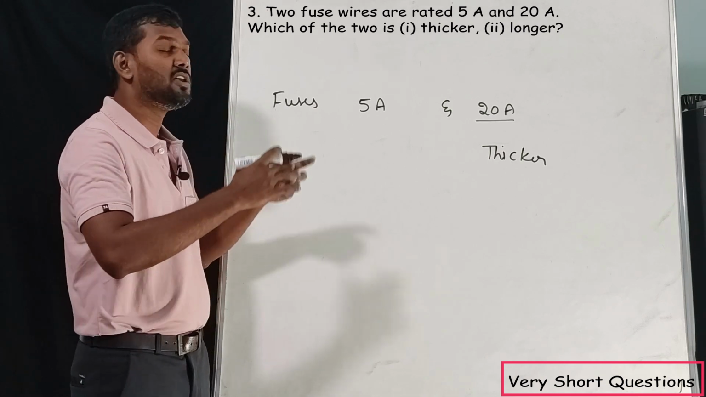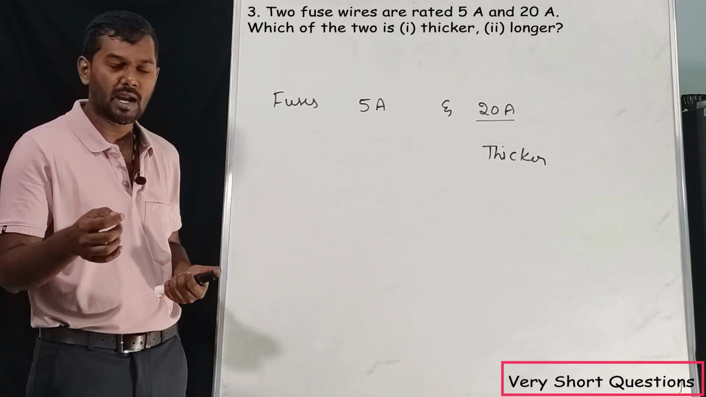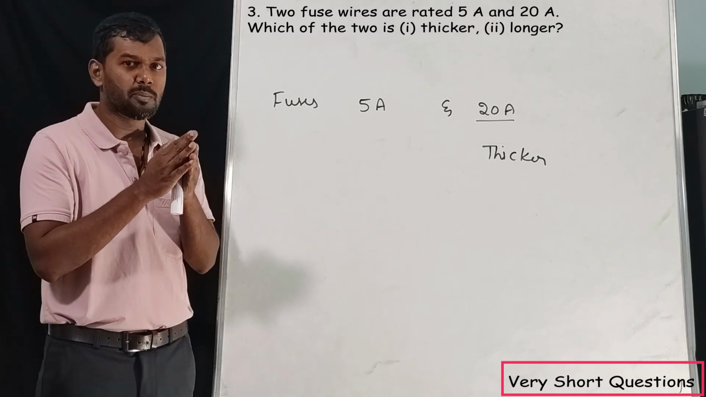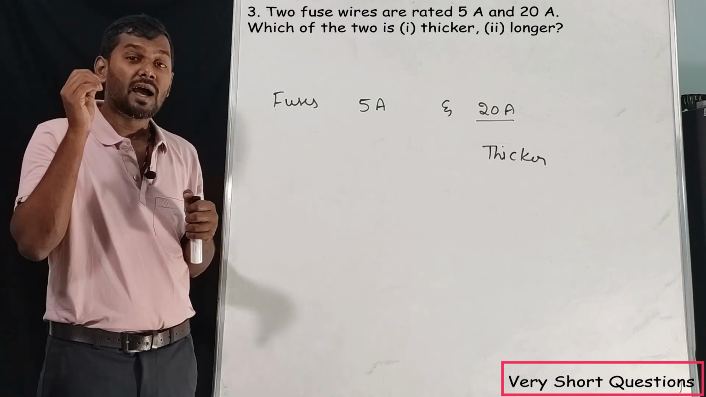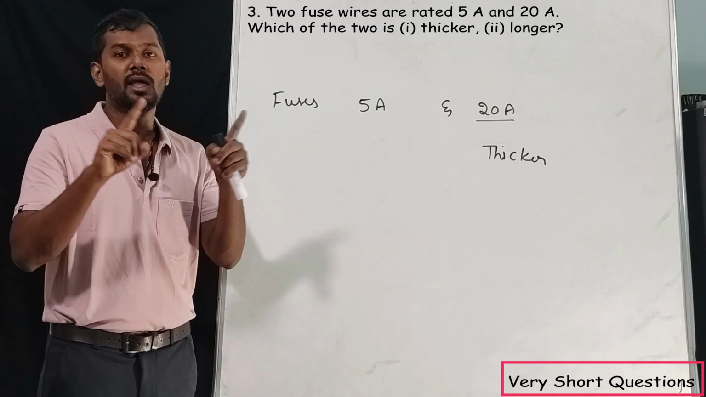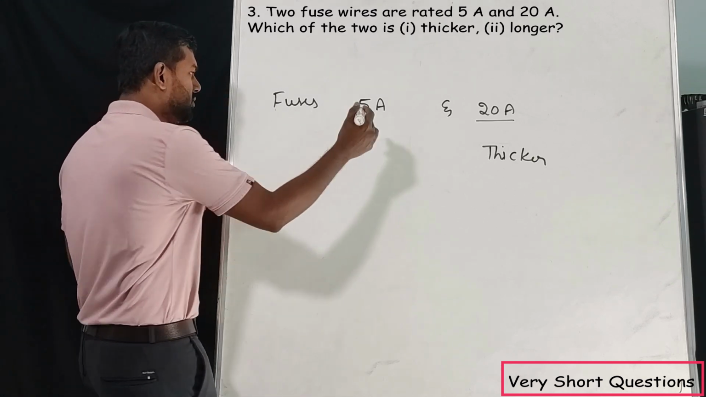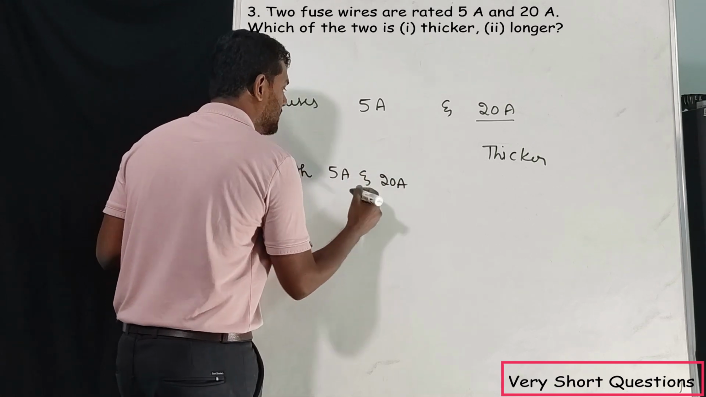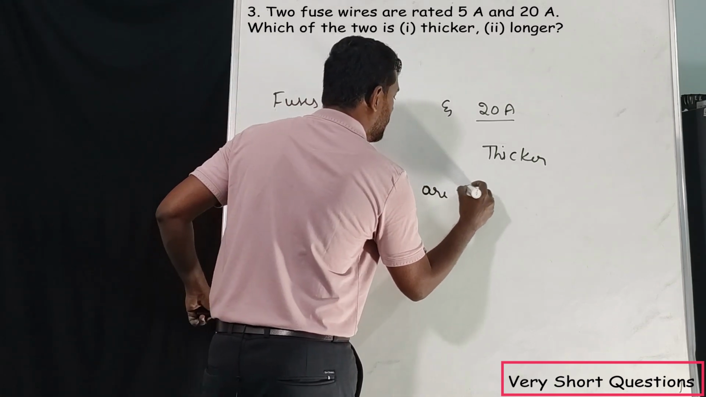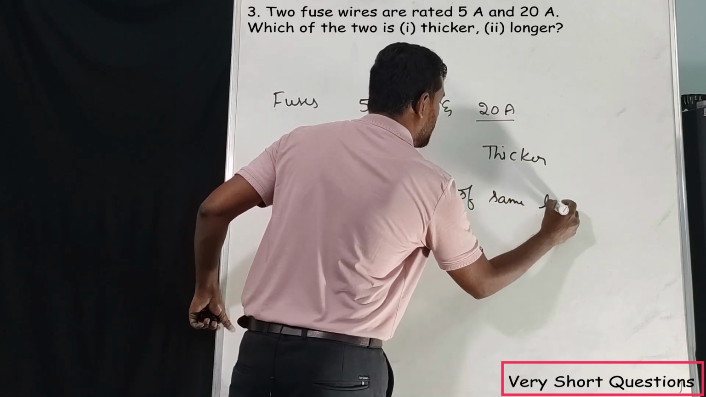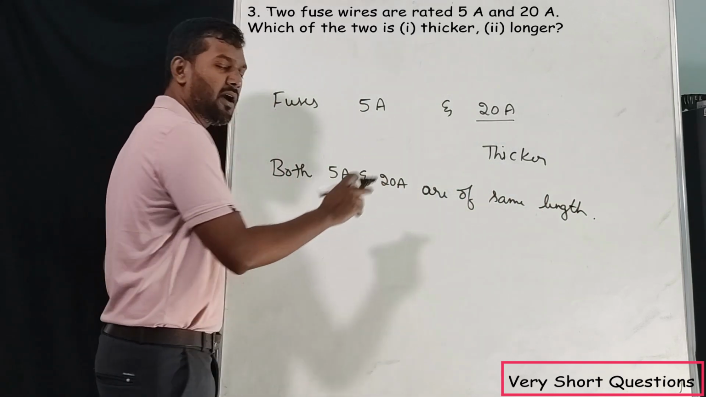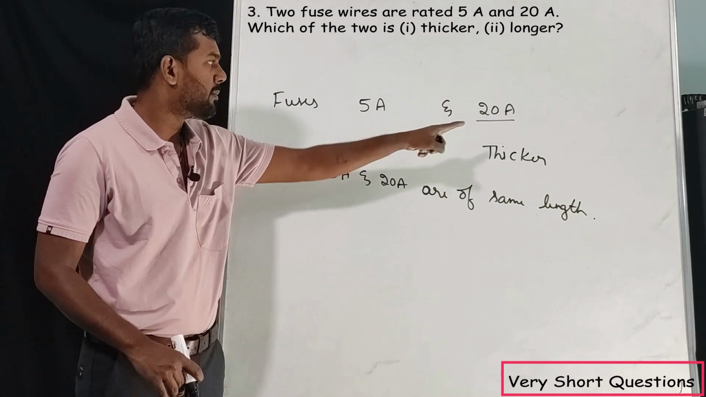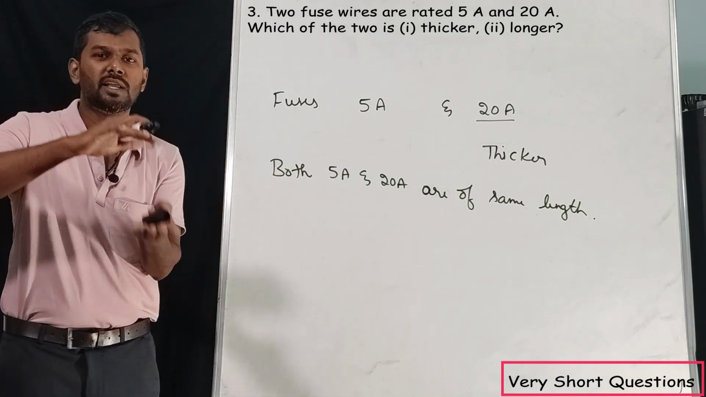And we are talking about which is longer. We have learnt in the concept video that the current rating of a fuse wire does not depend upon the length of the fuse wire. That means the current rating of the fuse wire never depends upon its length. So both 5 amperes and 20 amperes are of the same length. They have the same length, but 20 amperes is thicker, and 5 amperes is thinner compared to 20 ampere. The more the current rating, the more the thickness.